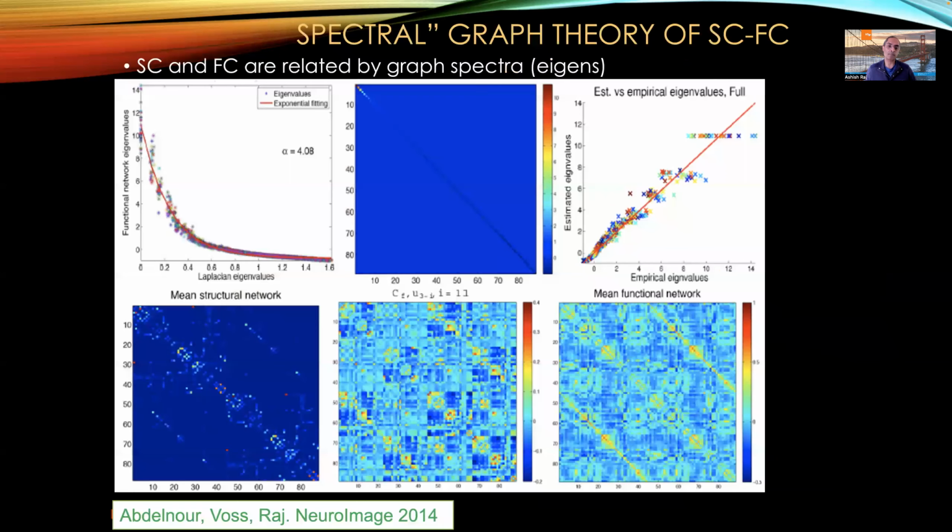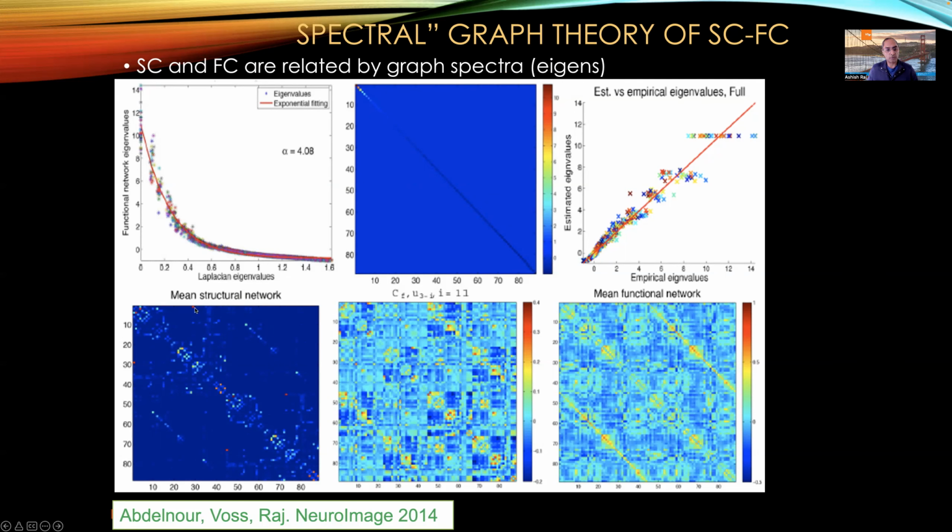The idea here was that because the Laplacian is related to the connectivity matrix via a matrix exponentiation, you would typically do the exponentiation via an eigen decomposition of the graph Laplacian, which means that the eigenvectors of the Laplacian are going to be the same as the eigenvectors of the functional connectivity matrix, but the eigenvalues of the two are going to be related by an exponential decay. And that's exactly what we observe, as shown at the top left here.